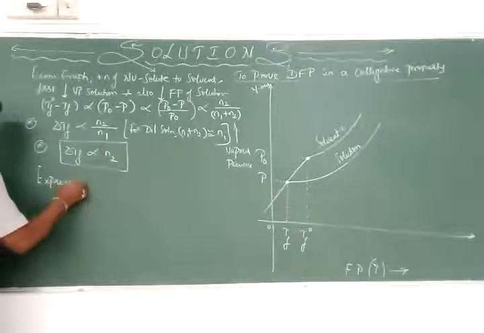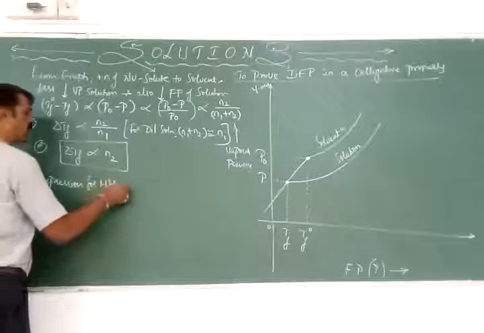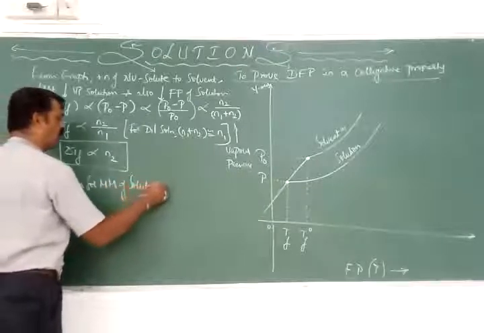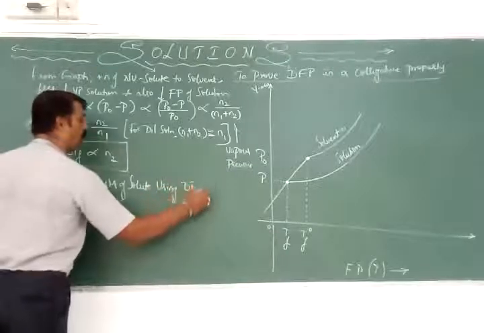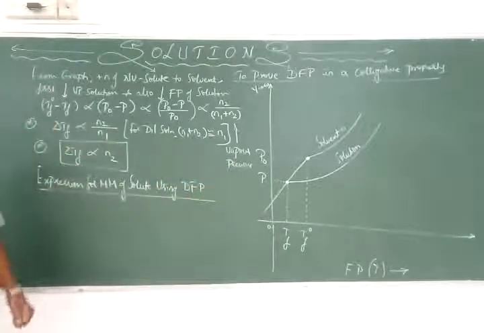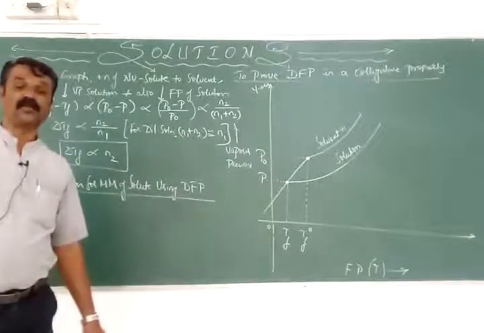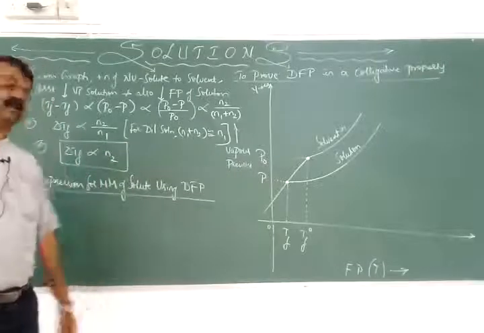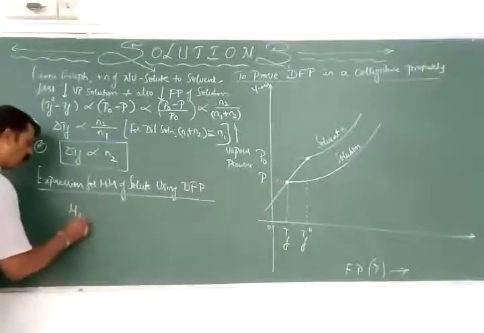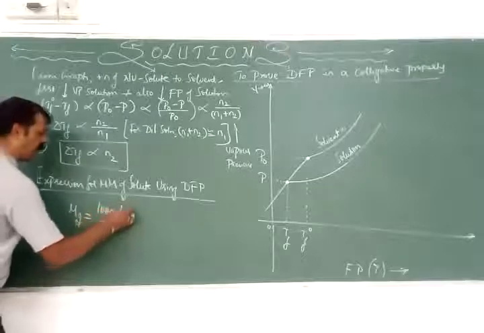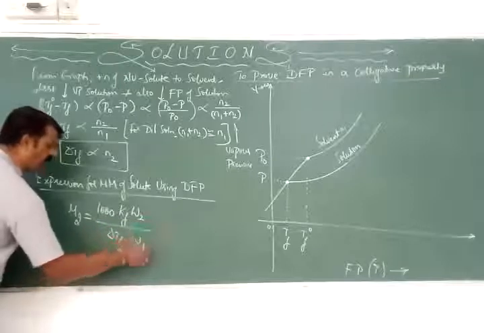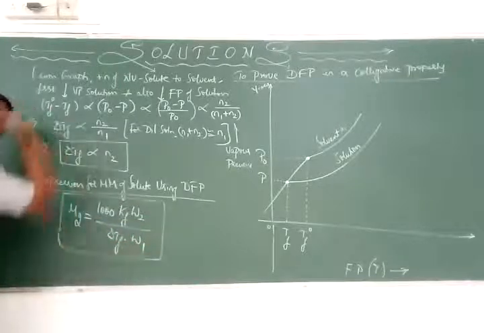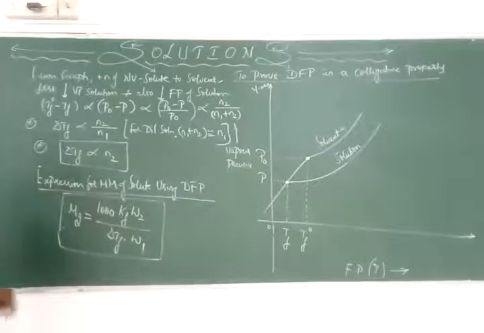Okay, so then we will have the expression for the molecular mass of a solute using DFP, the depression of freezing point. It is the same case that we have already experienced in elevation of boiling point. It is quite similar. The difference is M2 is equal to 1000 times Kf W2 divided by delta Tf into W1. There is a small change here.